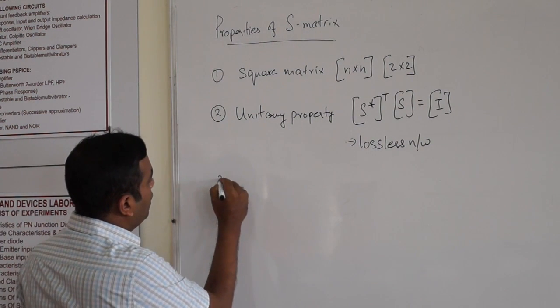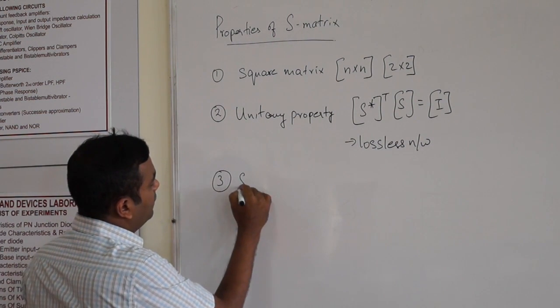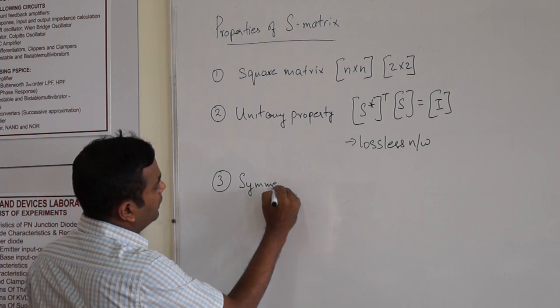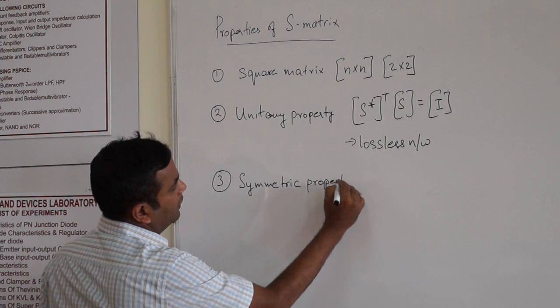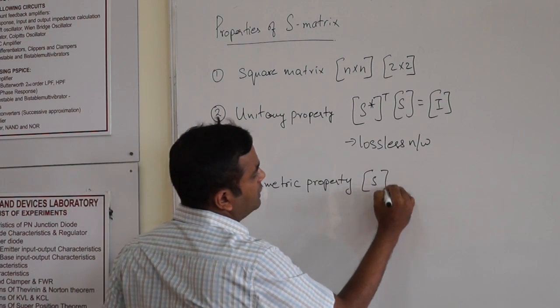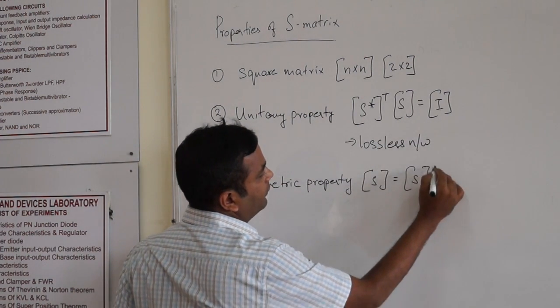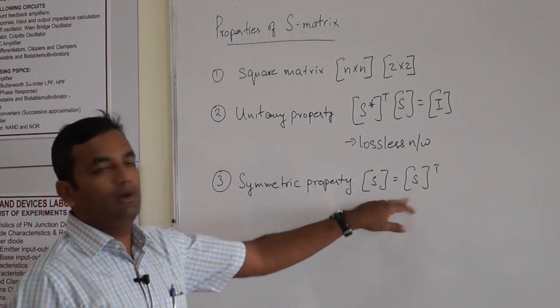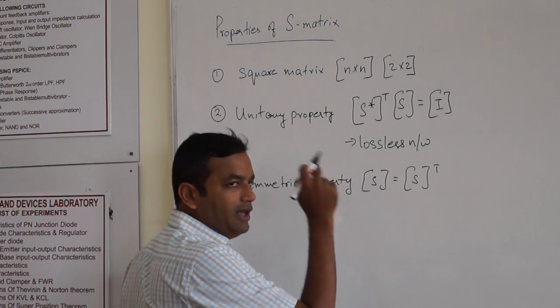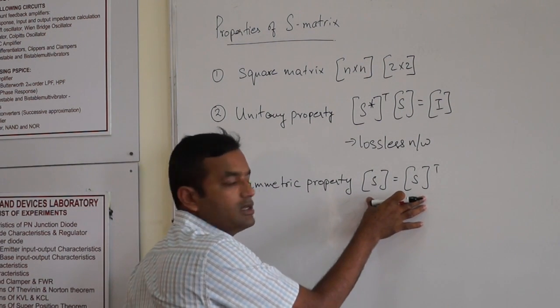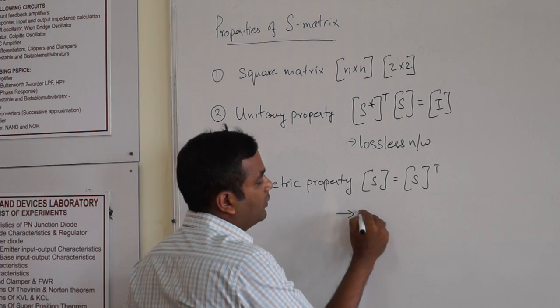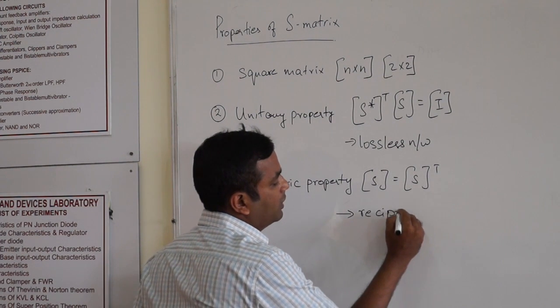The third property of the S matrix is what we call the symmetry property. If S is equal to S transpose, and if there is a network which has such an S parameter and satisfies this condition, then the network is called a reciprocal network.